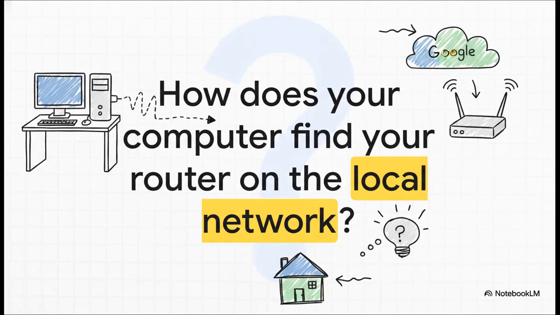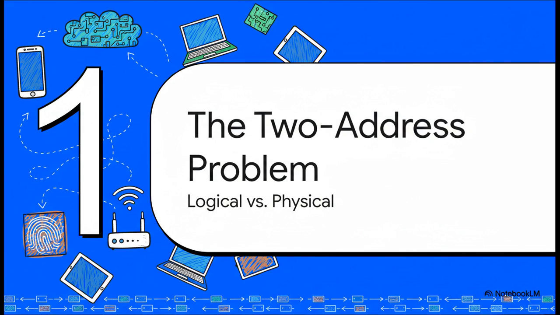So, let's set the scene. You type google.com into your browser. Your computer, through DNS, figures out Google's IP address, its global location on the internet. But hang on a second. Before it can send a single packet out to the wider world, it has to talk to your router first. The problem is, how does it find your router in the tiny world of your own home network? Which one, out of all the devices in your house, is the right one to talk to? And that right there, that is the core challenge that ARP was created to solve.